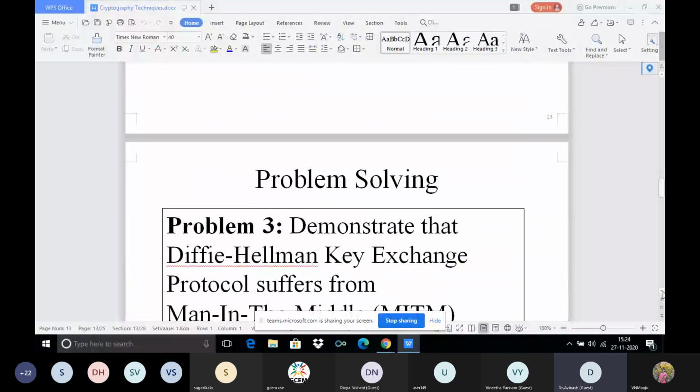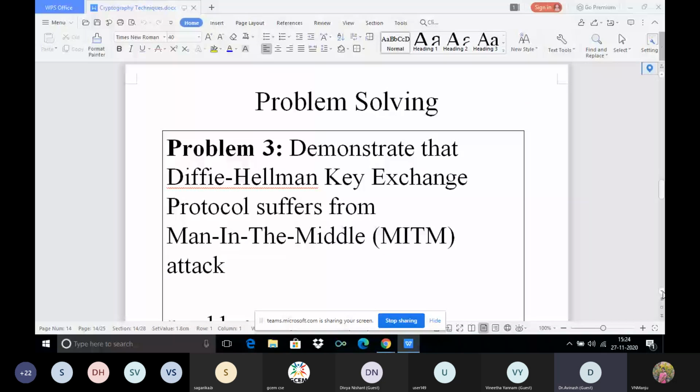The next problem which you can discuss in your group, or when you want to make some kind of research paper, then also you can find a problem solving method where we can demonstrate the Diffie-Hellman key exchange protocol.